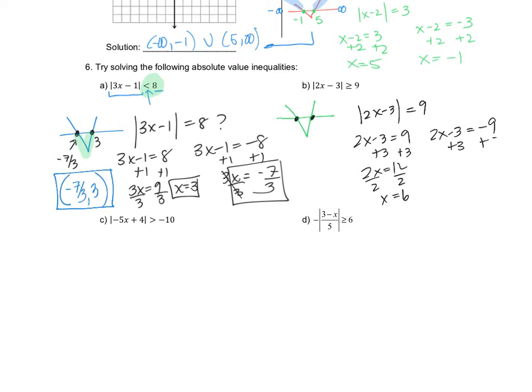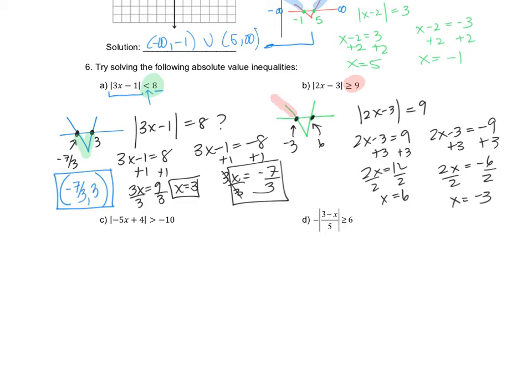On the other hand, if we add 3 to both of these, we get 2x equals negative 6. Divide by 2, and we get x equals negative 3. So the points are negative 3 and then 6, so a little and then big. Now this time, we want to talk about where we are greater than or equal to 9.